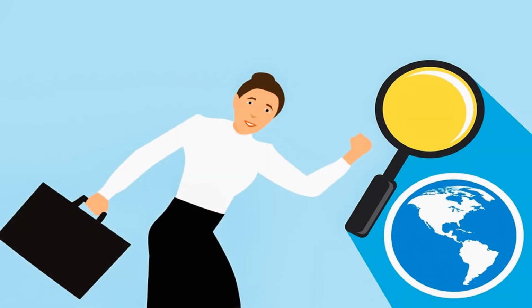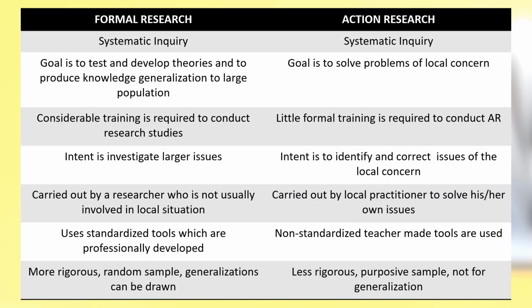Probably they have to be made aware that action research is very specific and totally different from formal research, though there are certain similarities also, like both formal research and action research believe in systematic inquiry, but there are certain basic differences also. Like when it comes to goal, in action research, the goal is to solve problems of local concern, and little formal training is required to conduct action research. So teachers should not get disturbed.